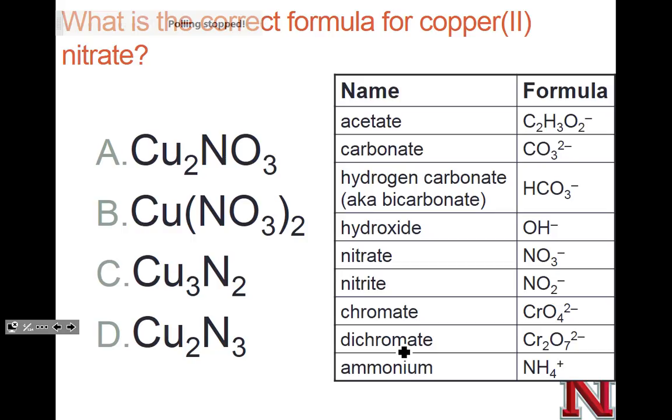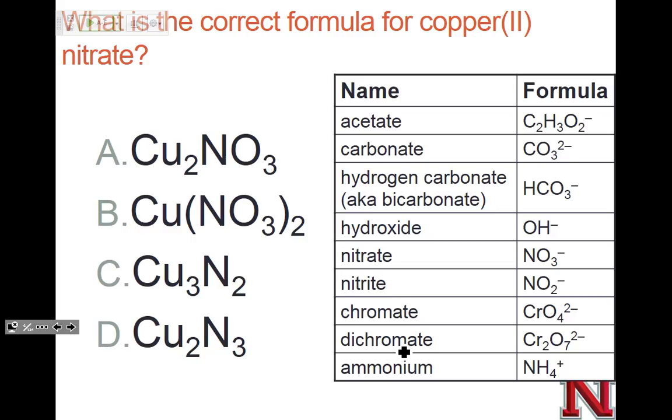So of course, this is nitrate. If it was copper 2 nitrite, then it would just be the nitrogen. But since this is nitrate, this is our polyatomic ion. So this is another reason why you need to know those names and what those root names mean.